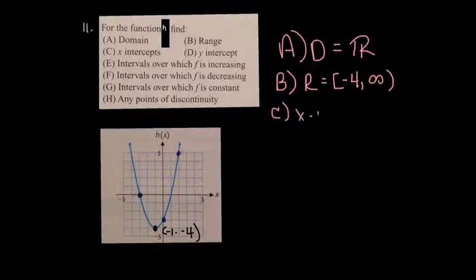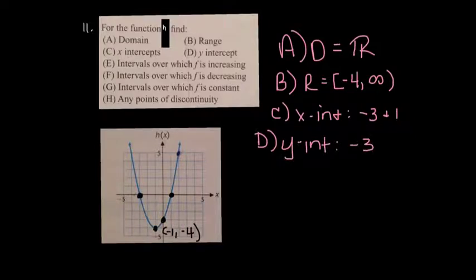For my x-intercepts, the function crosses the x-axis at this point and at this point. To the nearest integers, that would be -3 and +1. So my x-intercepts would be -3 and +1. For part D, the y-intercept, the point where the graph crosses the y-axis, would be right here, which is at -3. So my y-intercept is at -3.